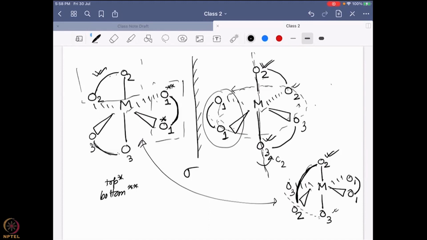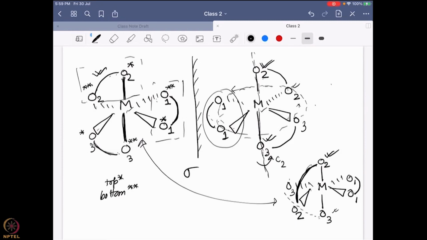For these two, this is the top and this is the backward side, and over here too, this is the top and this is the backward side, with respect to the plane of the paper we have drawn. A wedge bond is top, a dotted bond is bottom. A solid bond means on the plane of the paper, and a dotted bond means the backward side. Similarly, this is a wedge and this is on the plane of the paper. Even though it is on the plane of the paper, it is relatively backward compared to this one.